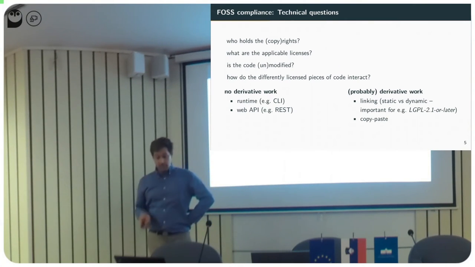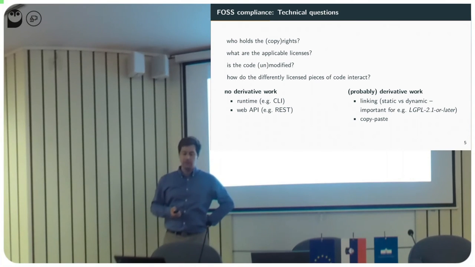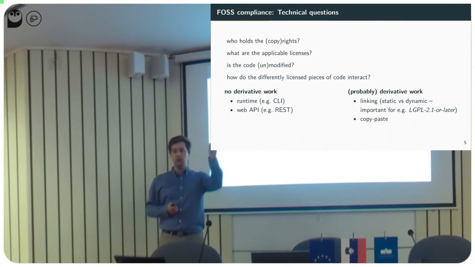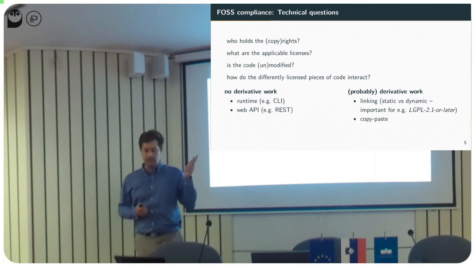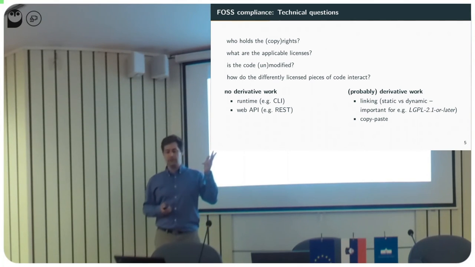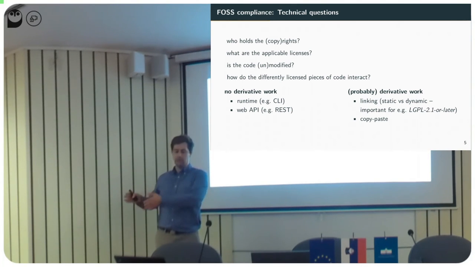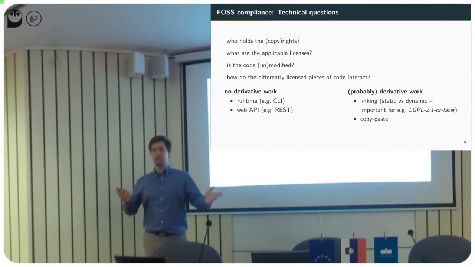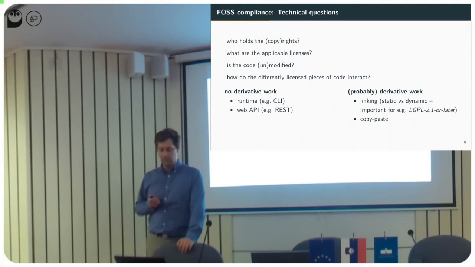So there are four important questions that a lawyer typically asks themselves when they encounter a third party piece of software. Who owns the rights, so who's the copyright holder? What's the license that applies? Have you modified the code? This is specifically important for certain copyright licenses. And how do the different license pieces interact? As we said in the previous slide deck, if you're using third-party software, so a different component in the runtime or some web API, it's not even going to matter. Whereas if you are linking or copy-pasting code into your own code, it's fairly likely to matter, which again matters in the situation that you're dealing with copyright licenses.